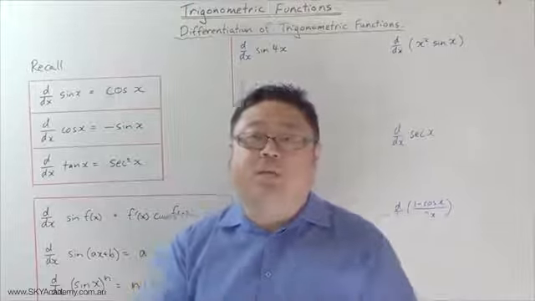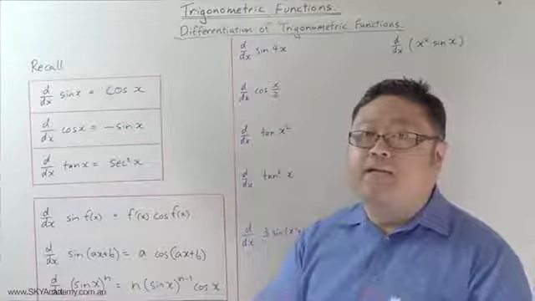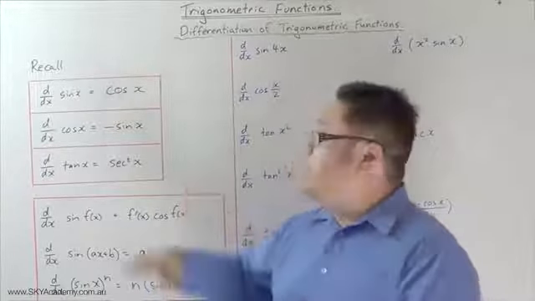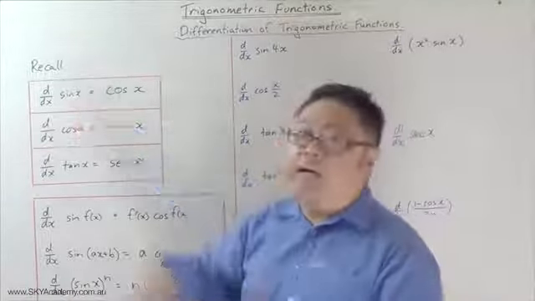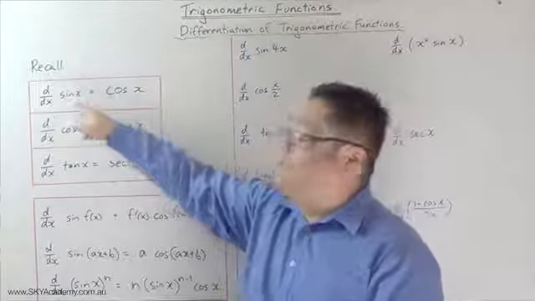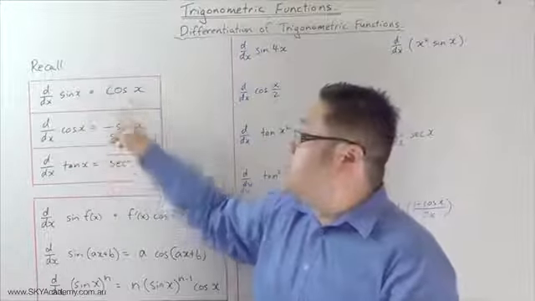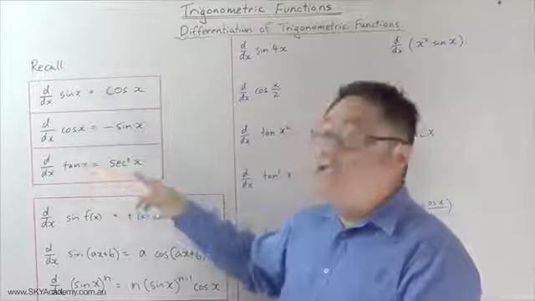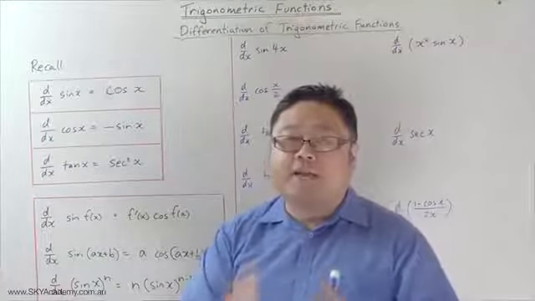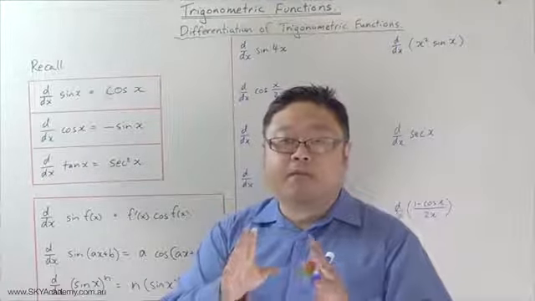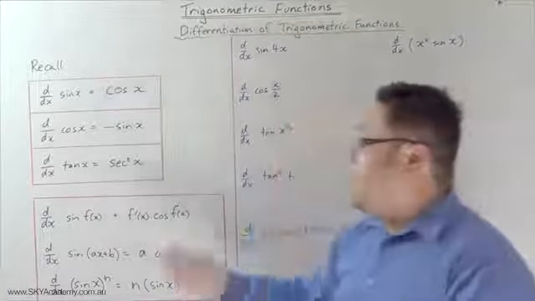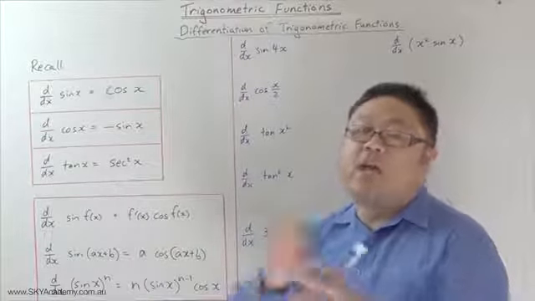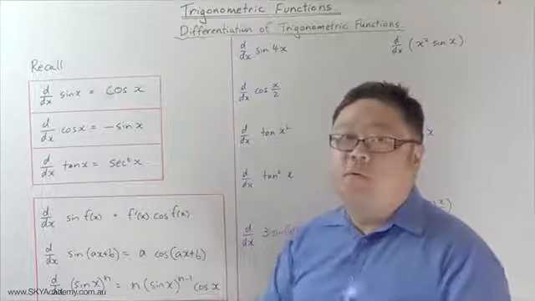In the last episode we looked at how to differentiate trig functions. We worked out that the derivative of sine is cosine, the derivative of cosine is minus sine, and the derivative of tan is secant squared. So we learnt to differentiate sine, cos and tan, and we also looked at how we might apply the chain rule to certain types of questions.